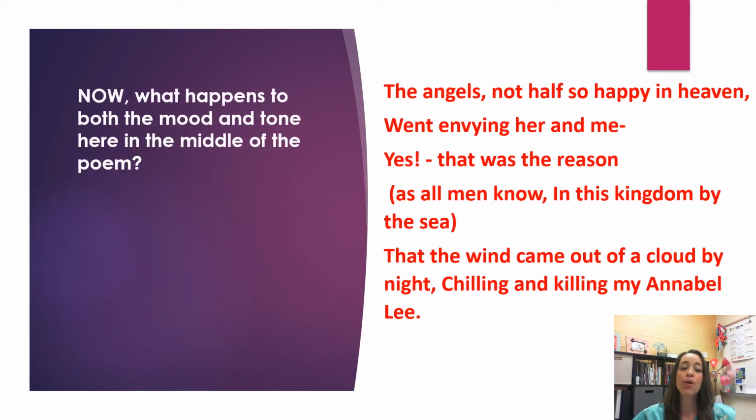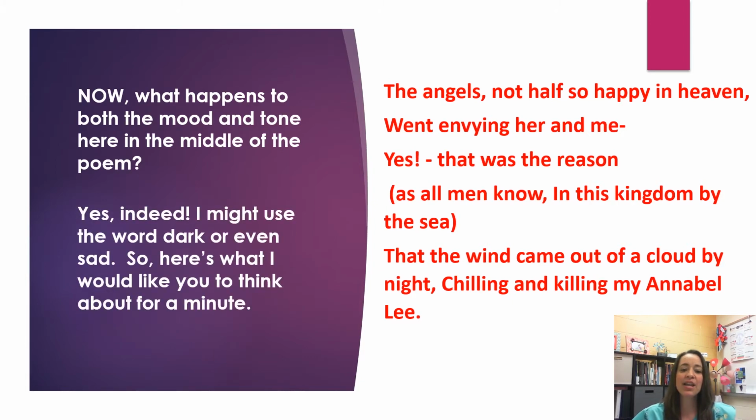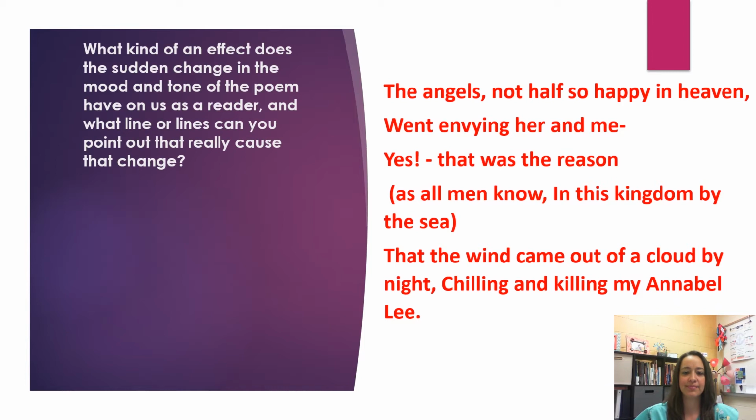Now, what happens to both the mood and tone here in the middle of the poem? Yes, indeed. I might use the word dark or even sad. So here's what I would like you to think about for a minute. What kind of effect does the sudden change in the mood and tone of the poem have on us as a reader? And what line or lines can you point out that really cause that change?